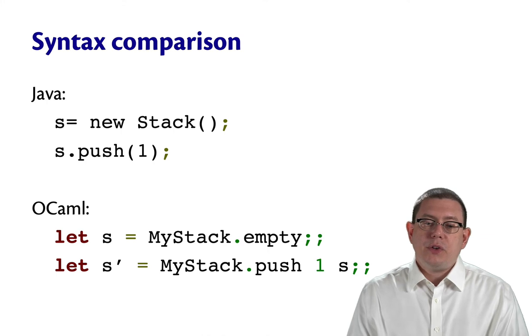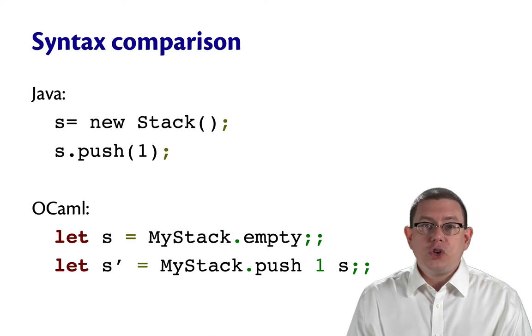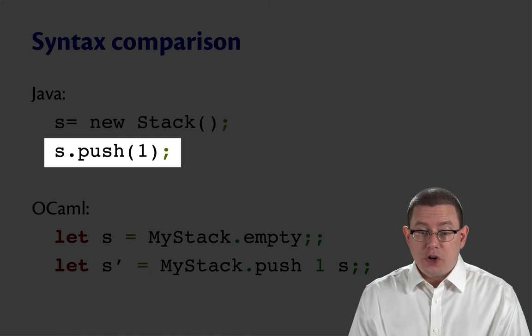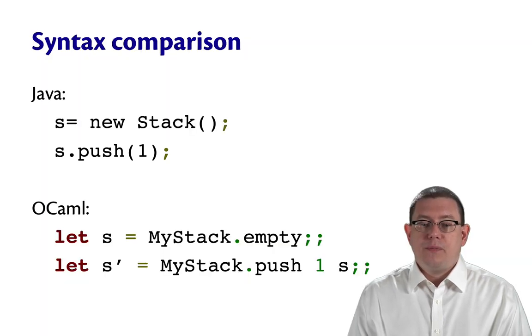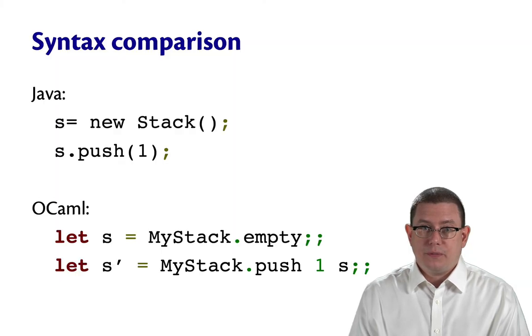So notice that when you create the stack, we don't use the new keyword. Instead, we just refer to that empty value that was defined inside of the module. And when you go to push onto the stack, instead of writing stack.push, you instead write push, and the stack becomes an argument to the push function. It might feel like this is a little backwards in OCaml compared to Java because of where the dot goes and where the arguments go.